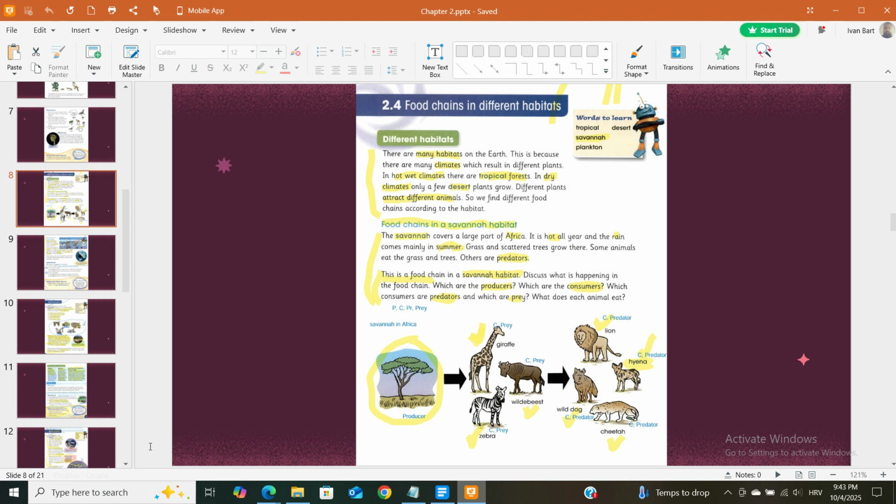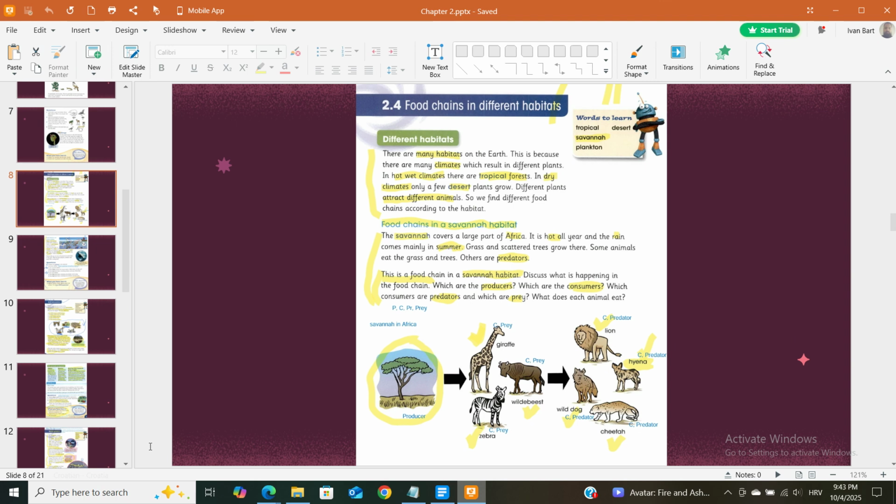Food chains in a savanna habitat. Words to learn: tropical, savanna, plankton, desert. The savanna covers a large part of Africa. It is hot all year and the rain comes mainly in summer. Grass and scattered trees grow there. Some animals eat the grass and trees. Others are predators. This is a food chain in a savanna habitat.